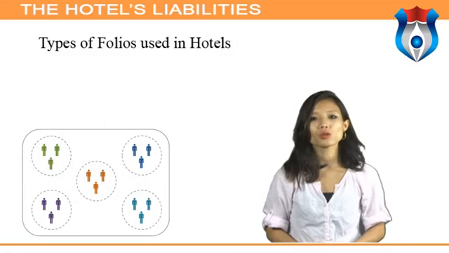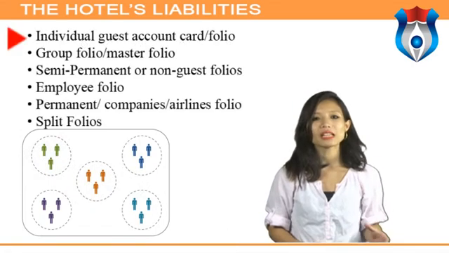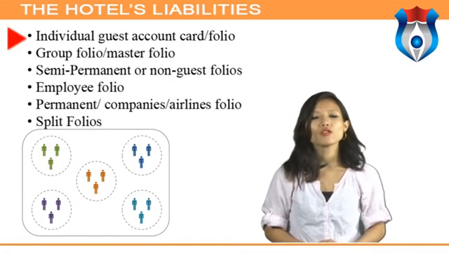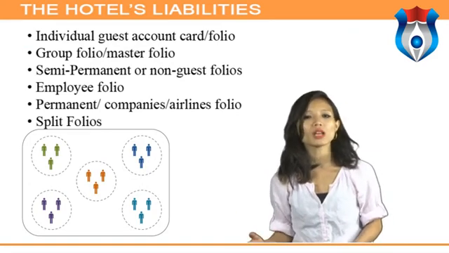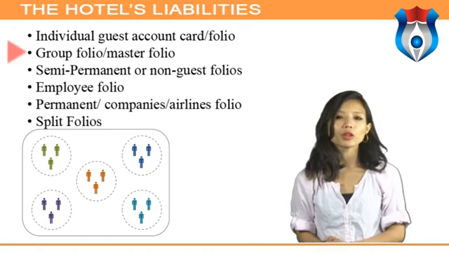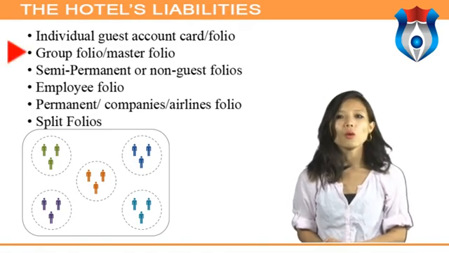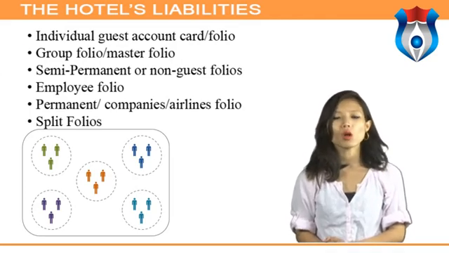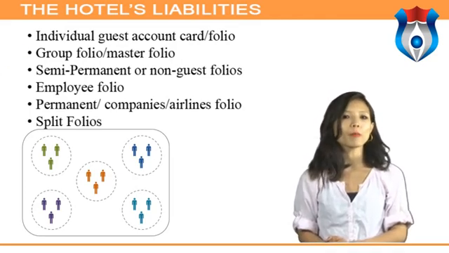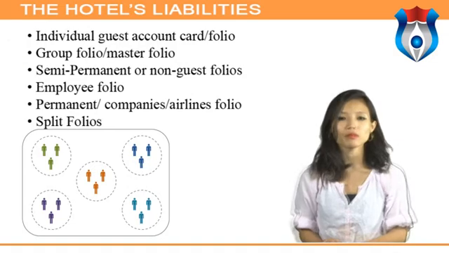Types of folios used in hotels. Individual guest account card or folio: to record transactions made by individual or independent guests with the hotel, also called guest folio. Group folio or master folio: one folio for the whole group, and this folio is required to record all transactions made by the group which are part of the package of the group.